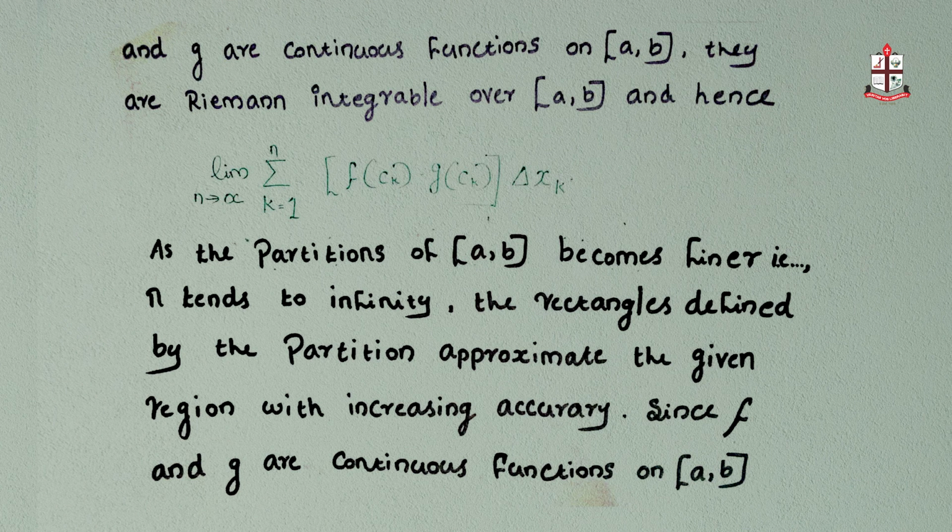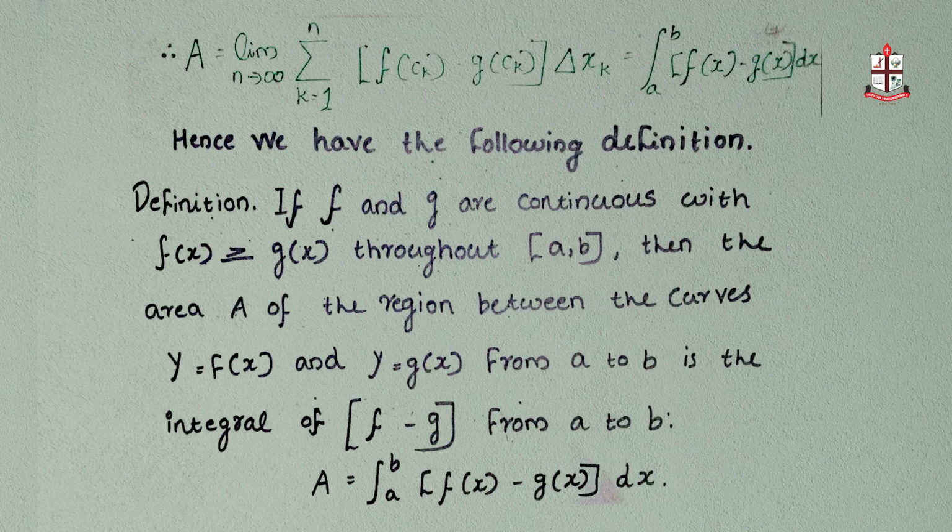As the partitions of the closed interval [a, b] become finer, that is, as n tends to infinity, the rectangles defined by the partition approximate the given region with increasing accuracy. Since f and g are continuous functions on the closed interval [a, b], therefore A is equal to the limit as n tends to infinity of the sum from k equals 1 to n of f(c_k) minus g(c_k) times delta x_k, which is equal to the integral from a to b of f(x) minus g(x) dx.